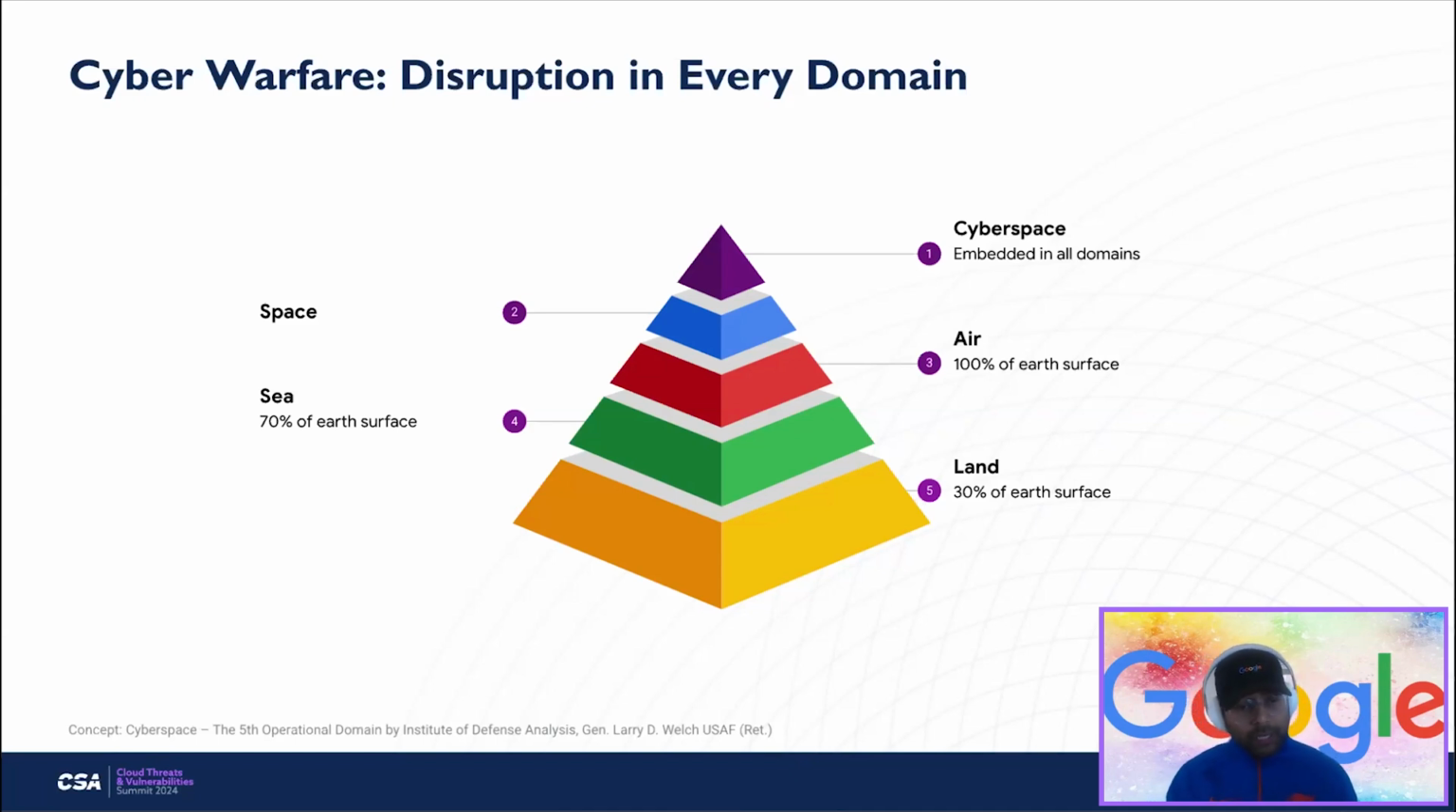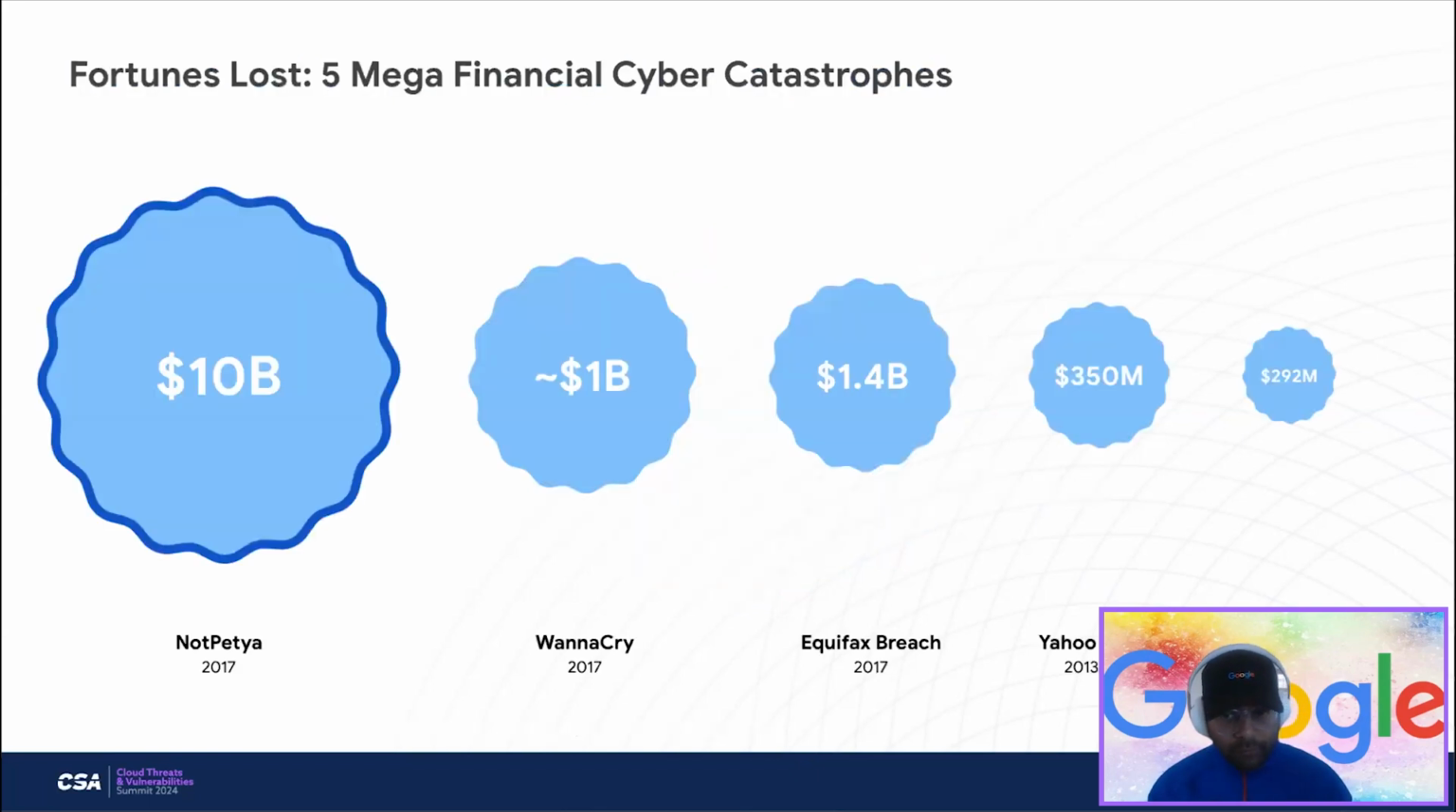If we talk about space, satellites, which are very crucial for communication and surveillance, face cyber threats on a day-to-day basis, and this could disrupt the entire global ecosystem and operations around communication. So in summary, cyber warfare disruption is not just limited to our digital ecosystem, but it also affects air, space, sea, and land.